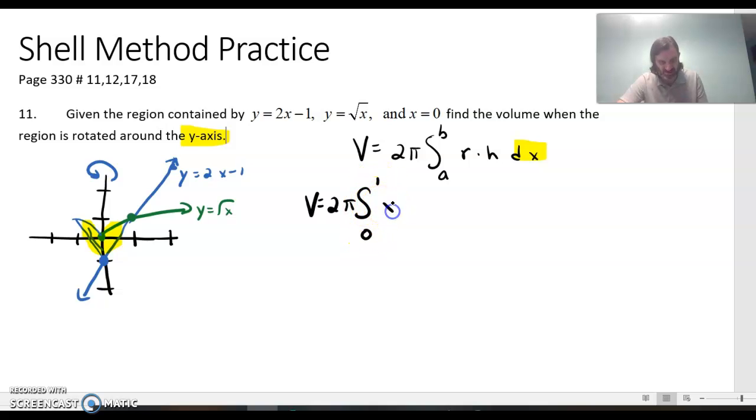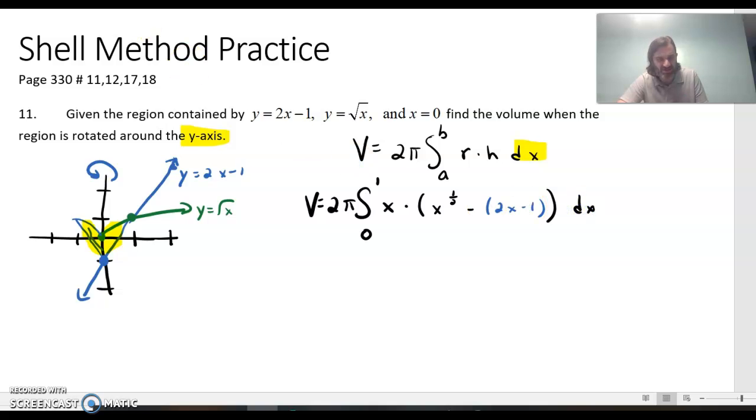The radius will be x out from the line of rotation to some point, and the height will be the top curve minus the bottom curve. So that top curve is square root of x, which is x to the 1/2, and the bottom curve is 2x minus 1. So let's see here. Let's do an extra set of parentheses here, 2x minus 1, so we don't get lost there.